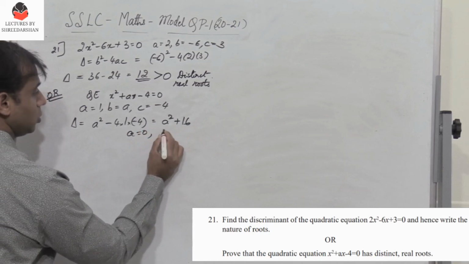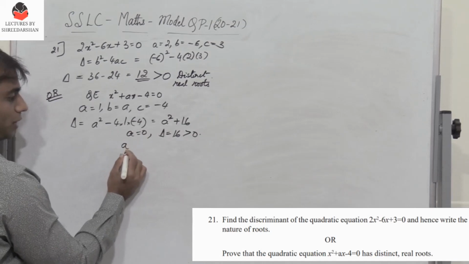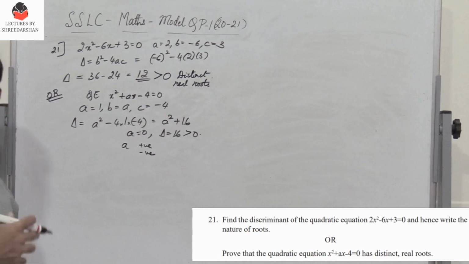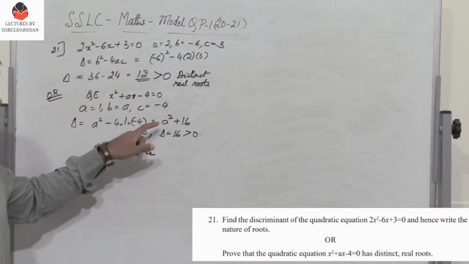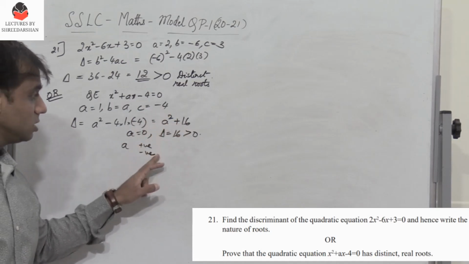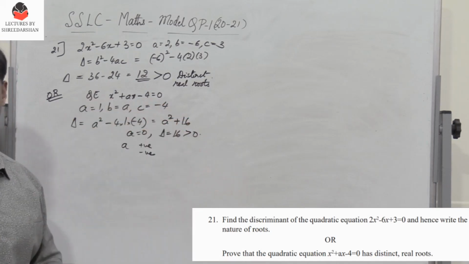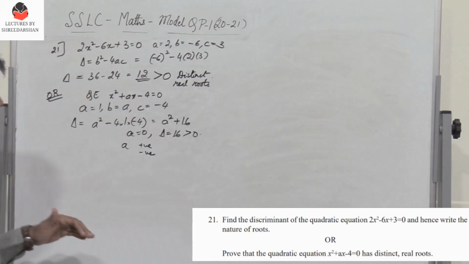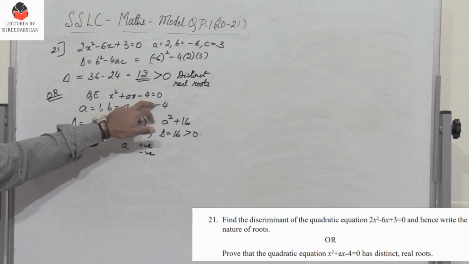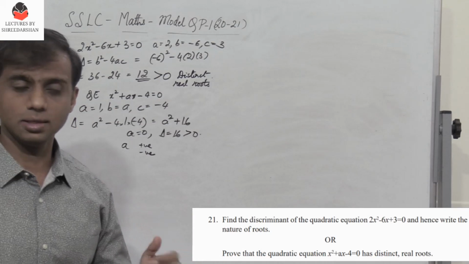If the value of a is 0, then I get delta equals 16, which is greater than 0. For any other value of a, it can be positive or negative. Because I have a square, the value will always be positive. Let's assume that if a is 1, I get 1 square plus 16, which is 17. If I have minus 1 also, I get minus 1 square plus 16, which is again positive and greater than 0. So therefore we find that this quadratic equation x square plus ax minus 4 equals 0 will always have roots which are real and distinct.